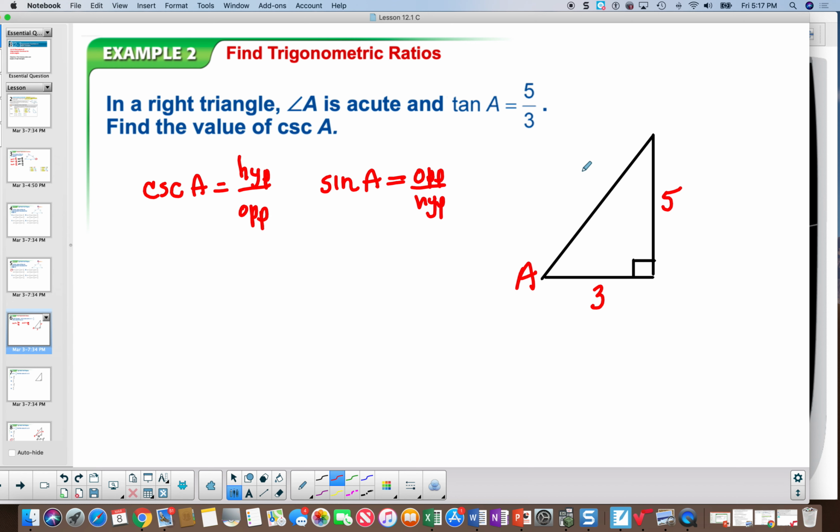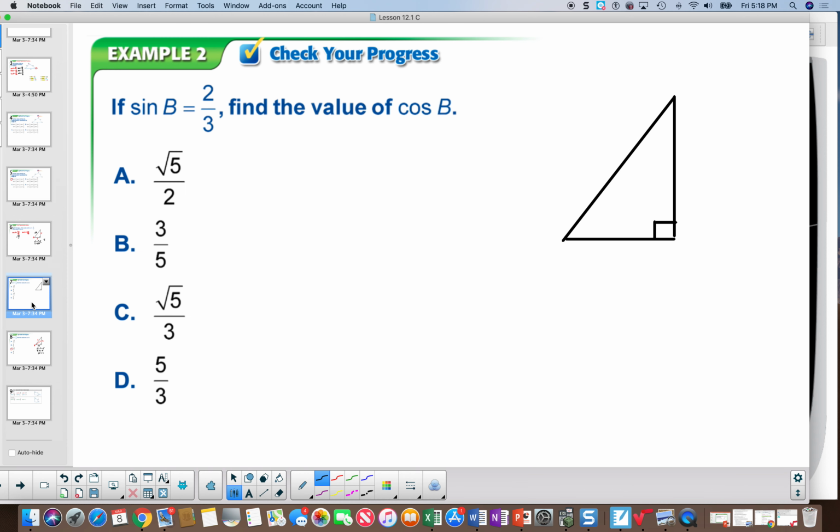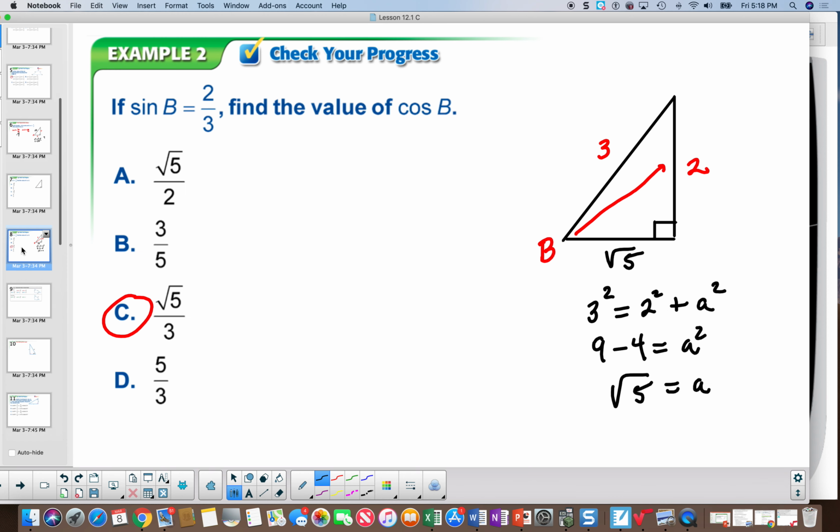Now, we don't have a hypotenuse right now, so we're going to have to use the Pythagorean theorem to do that. So that's going to be c squared is equal to 5 squared plus 3 squared. So c is the square root of, this is 25 and 9, and that's 34. So this is root 34. So the cosecant of A is hypotenuse, which is root 34, divided by the opposite side of angle A, which is 5. And so this is the cosecant of A. Your turn. And here's the answer.